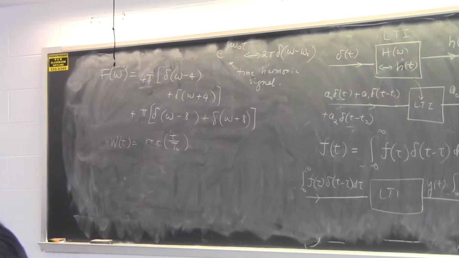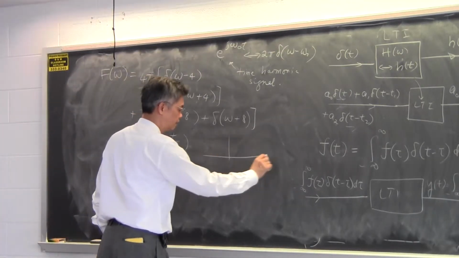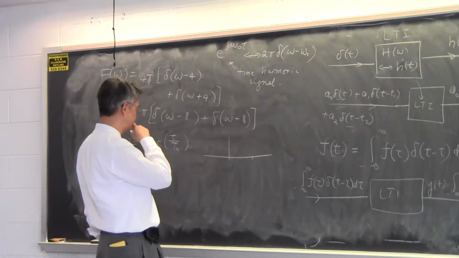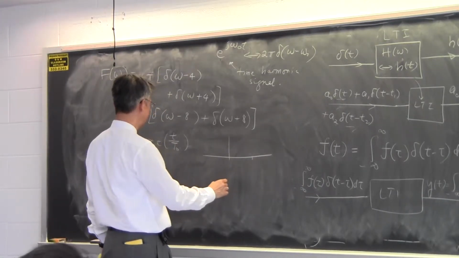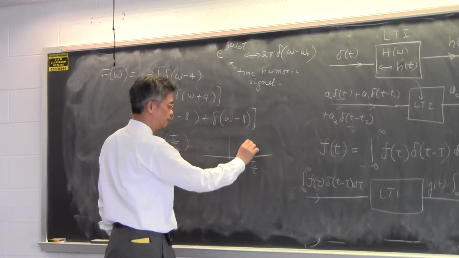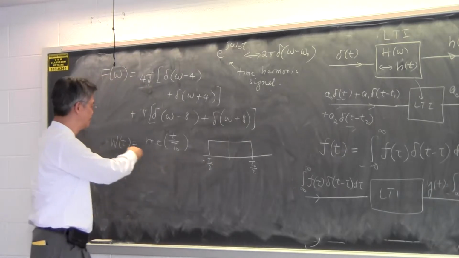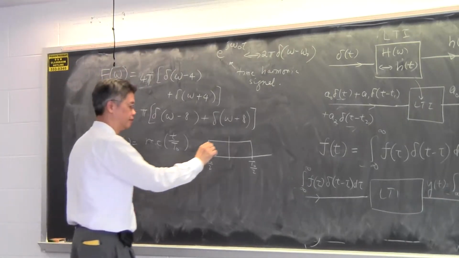Okay, let me check again. Example 9.26. Okay, that's correct. T naught, okay? So if you were to plot this thing, when t is equal to half T naught, it is 1, and then it's minus T naught over 2. So this is how this function, Wt, looks like.